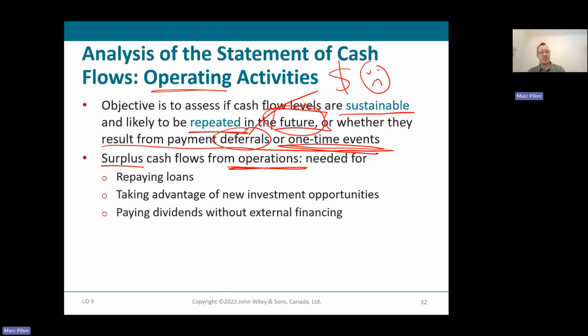Surpluses from operating activities are used to repay loans. Eventually, we need to repay them. We need to take advantage of new investment opportunities and pay dividends, right? We need profits, at least for a for-profit company. We need some profits eventually to pay dividends. Investors paid to purchase shares to invest in the company. They want eventually some form of payout.